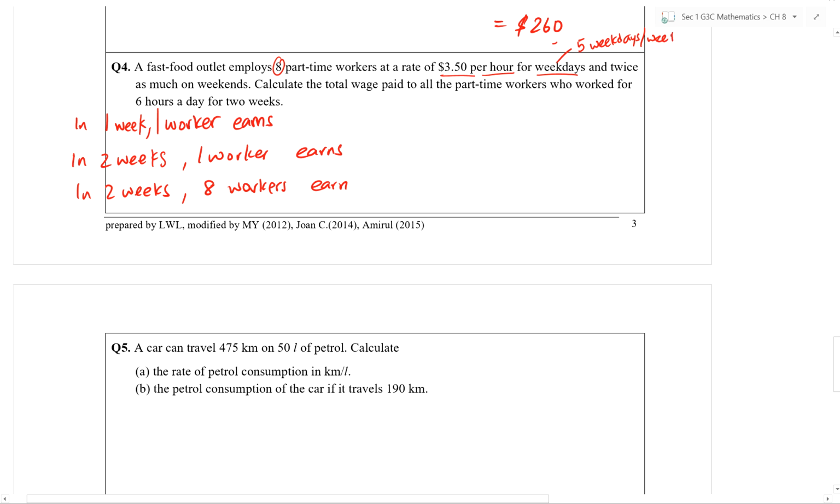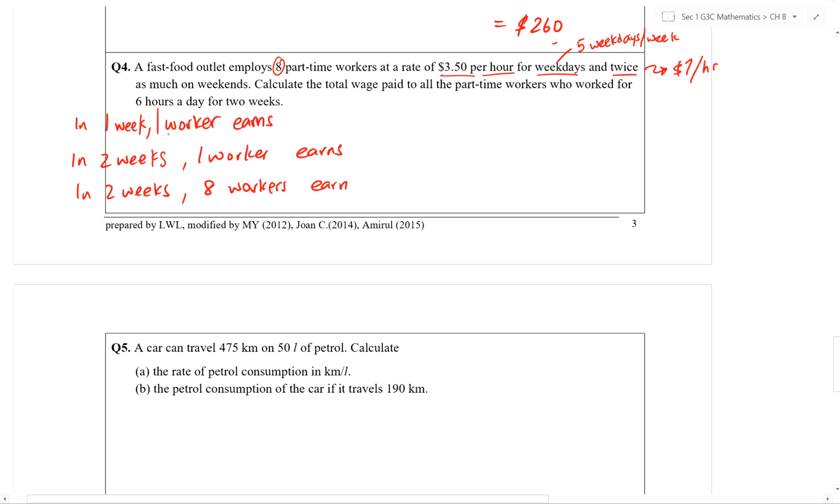per week. And then they are paid twice as much on weekends, which refers to $7 per hour for Saturday and Sunday. So I'm going to calculate the total amount paid if they work 6 hours a day for 2 weeks. So this is how I'm breaking it down.